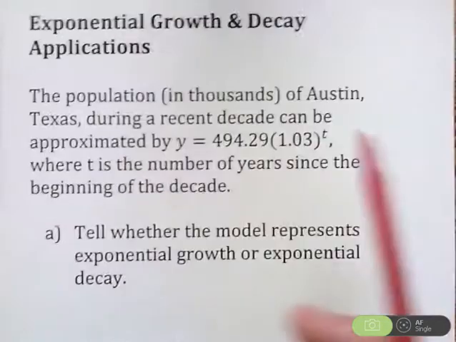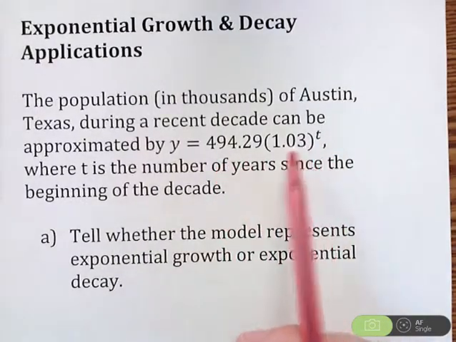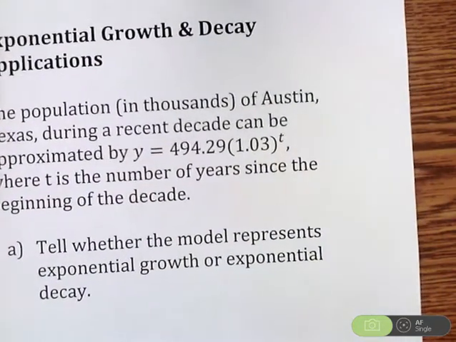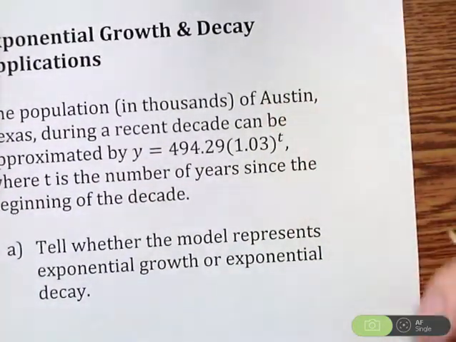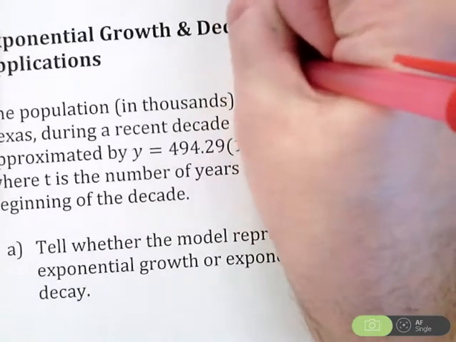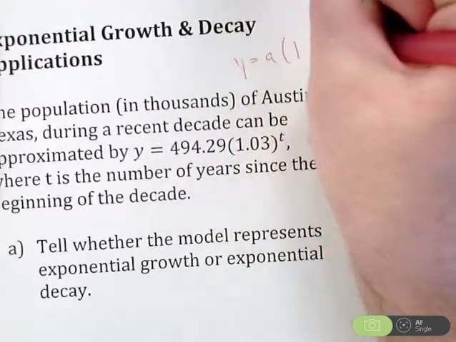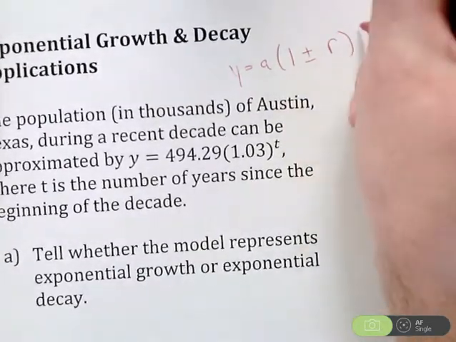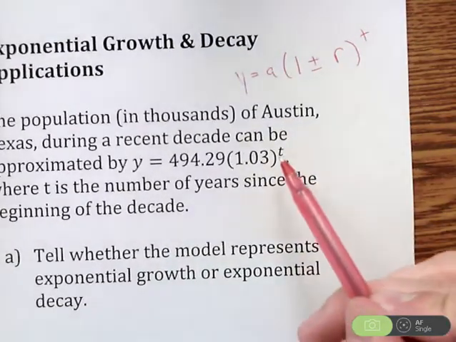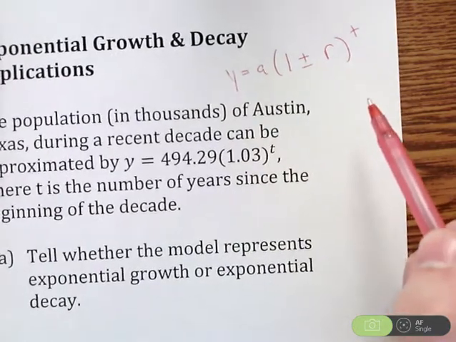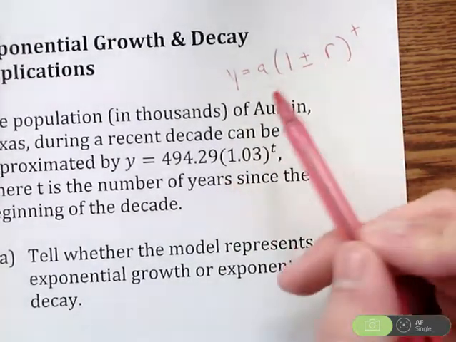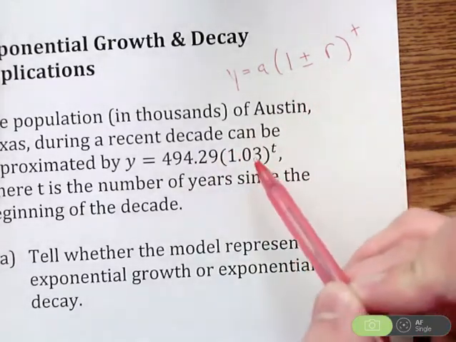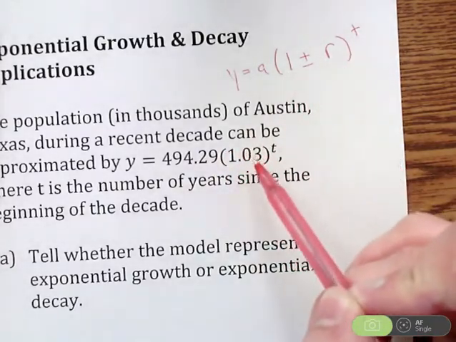So the first thing I notice is this is an equation with t there. You can look at the two different types of equations from the beginning, in my previous video, and I notice this represents y equals a, and we're doing 1 plus or minus, we're not sure which yet, r to the t, because we're talking about time, and this equation had to deal with time too. So you can match up the pieces where a is 494.29, and that's 1 plus or minus r also is this 1.03 piece.